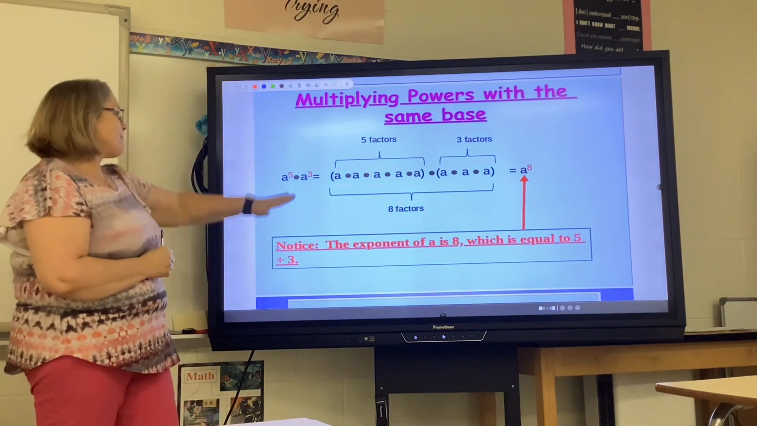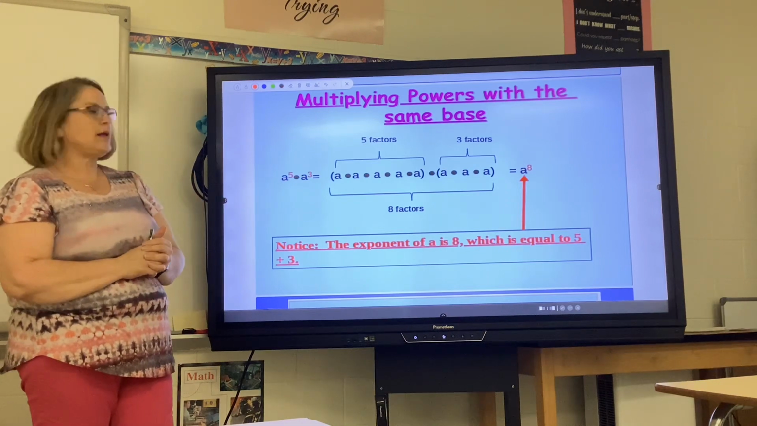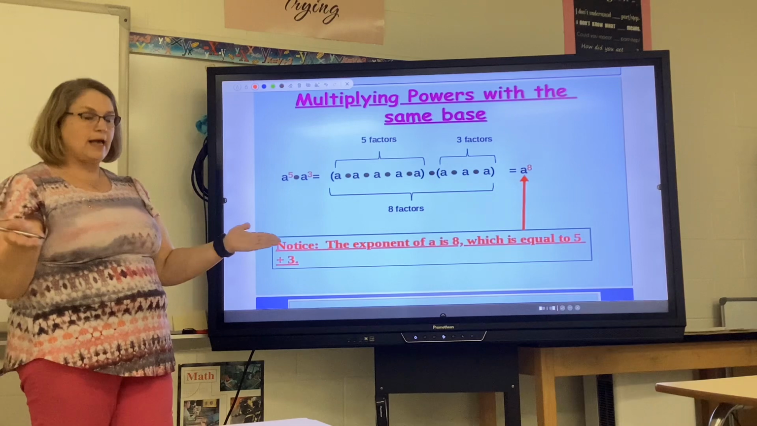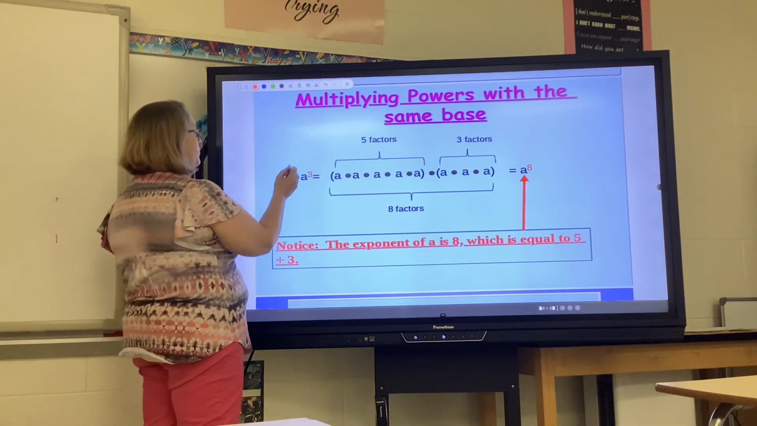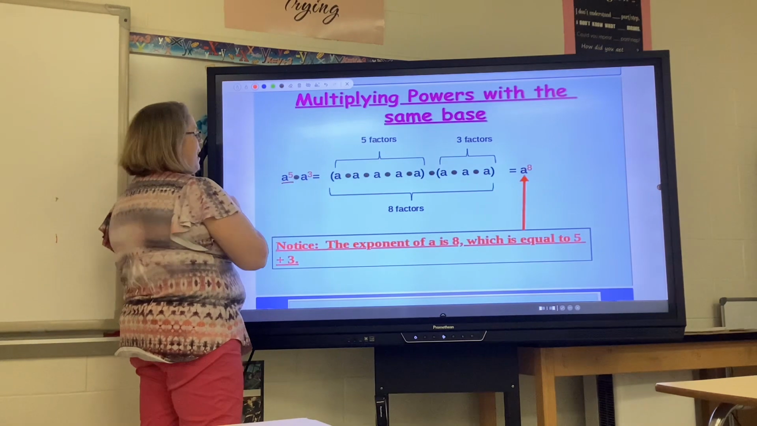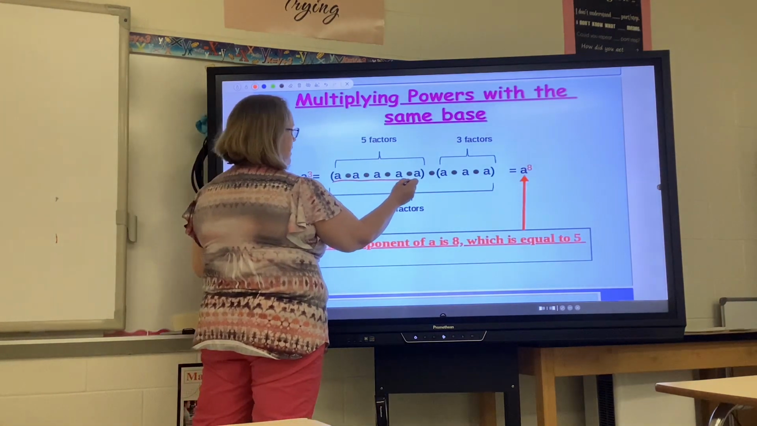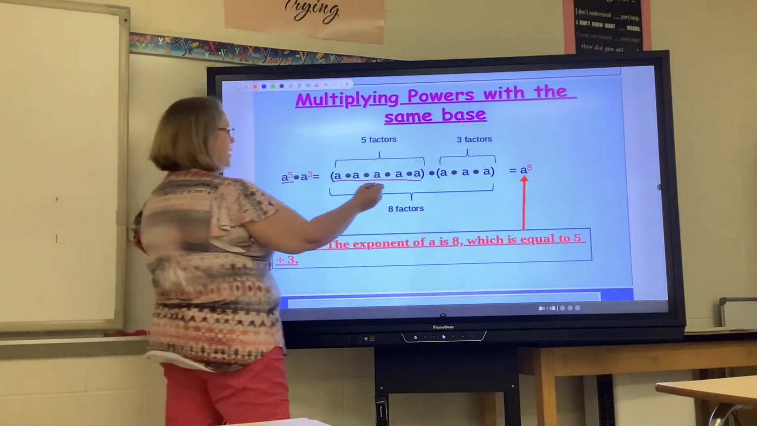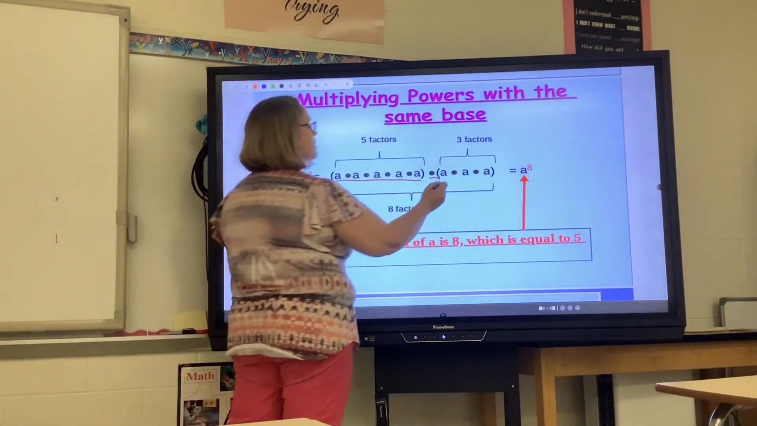So, we're going to multiply A to the 5th power, A to the 3rd power. And I like to break it down and put it back together. So you'll notice it's already there for you. I have A to the 5th power. So I'm writing A times A times A times A 5 times. I'm going to multiply that by A to the 3rd power. I'm going to write it 3 times.